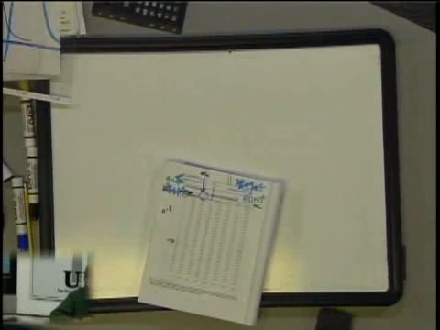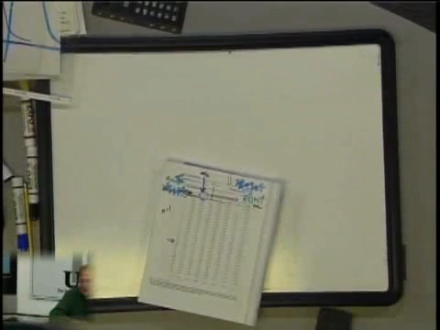Okay, this is your SPSS page. We're using SPSS 14. I don't know what version you guys have at home. But a lot of times, we have to recode variables.